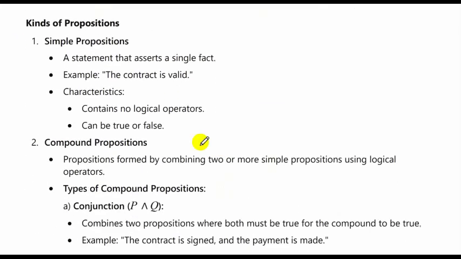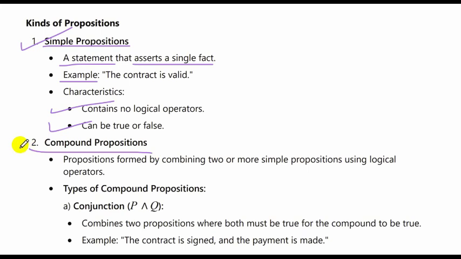Let's look at the kinds of proposition. First, simple proposition, where a statement asserts a single fact only. A statement that asserts a single fact is known as a simple proposition. For example, the contract is valid. Just a very simple statement asserting a fact that the contract is valid. What are its characteristics? It contains no logical operators. It can be either true or false.